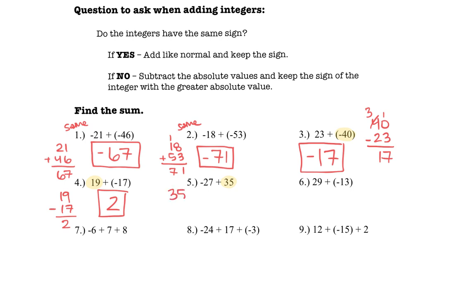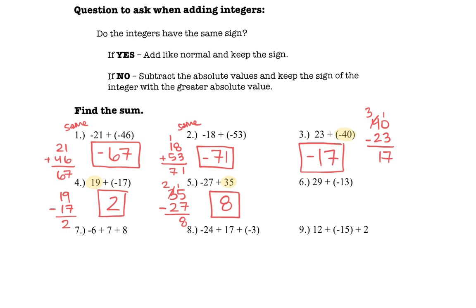So I'm going to do 35 minus 27, which does require me to do a little bit of borrowing here. And I get 8. And since the 35 is positive, my answer stays positive.